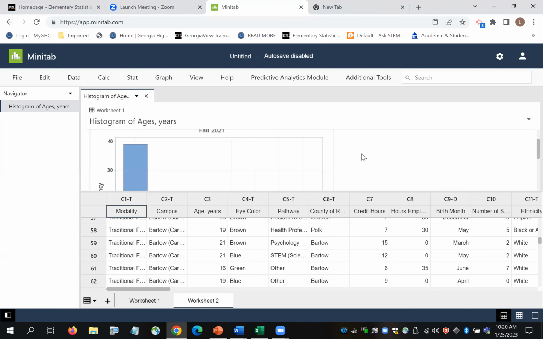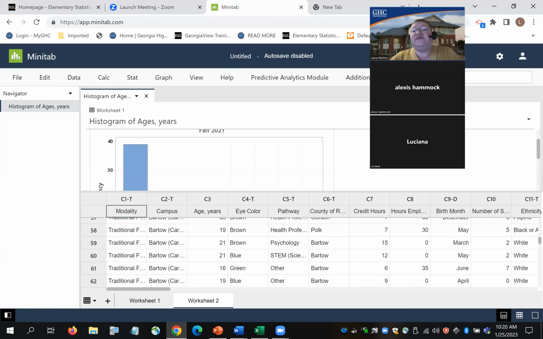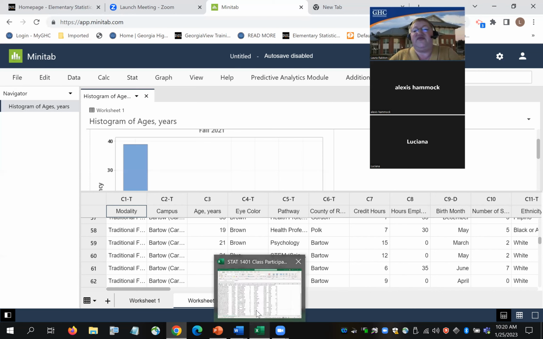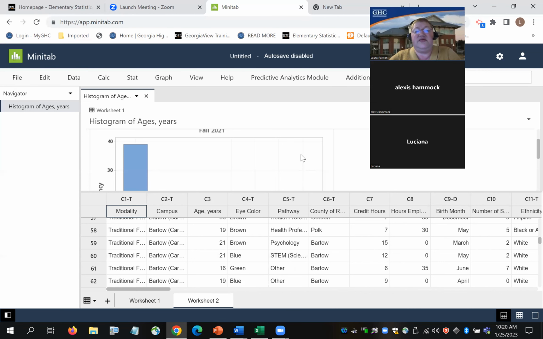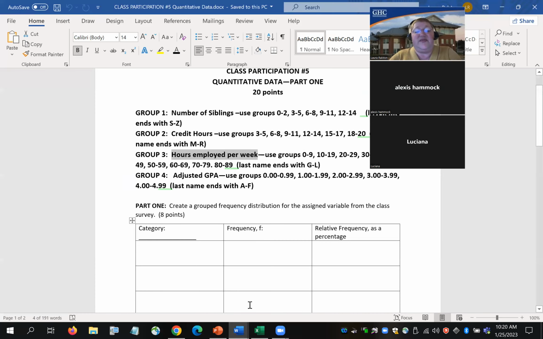Let's see. I'm not sure who else is in the room, so let me see. Luciana, I don't remember what your last name starts with. What's the first letter of your last name, Luciana? M. Okay, so Luciana's last name starts with the letter M. Thank you, ma'am, for telling me. Okay, and so she's going to do credit hours, because if your last name begins with the letter M, you're going to do credit hours.